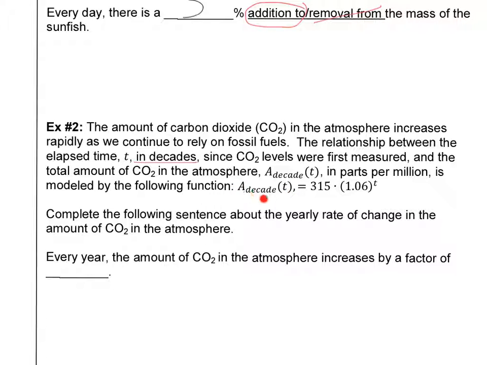A of t equals 315 times 1.06^t. Complete the following sentence about the yearly rate of change in the amount of CO2 in the atmosphere. Every year, the amount of CO2 in the atmosphere increases by a factor of blank. Now, whenever they say factor of, it's going to be whatever's inside these parentheses. However, here they're talking about every year, and this function talks about every decade. So we got to do a little bit of thinking here.